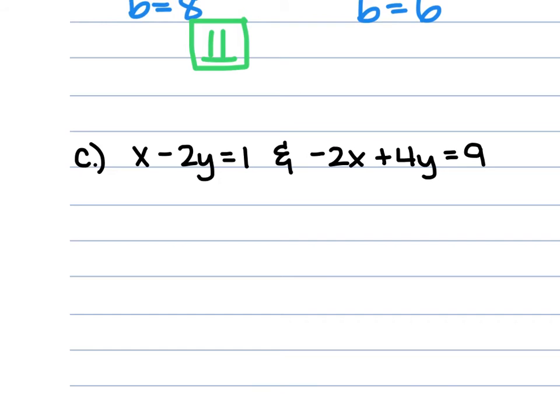For C, we have x minus 2y is equal to 1, and negative 2x plus 4y is equal to 9.